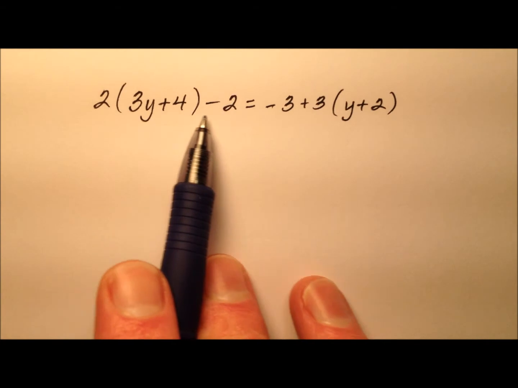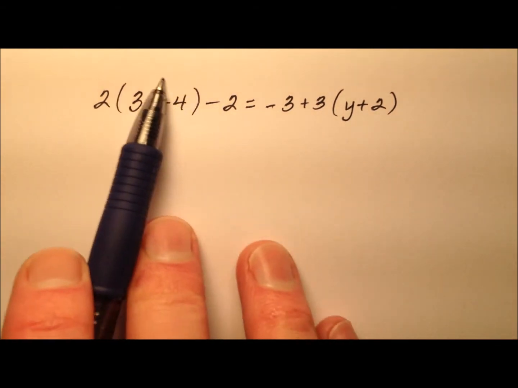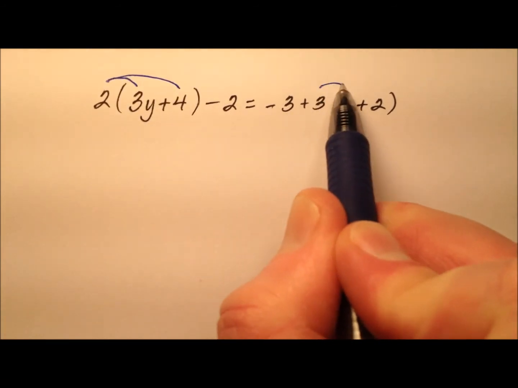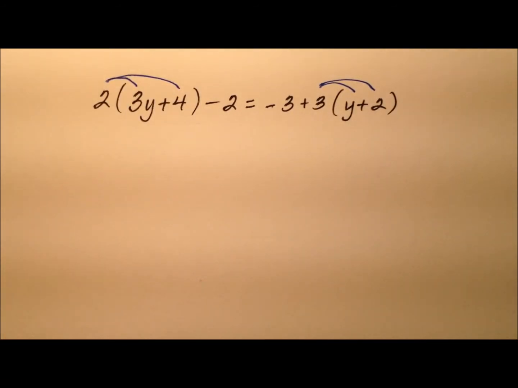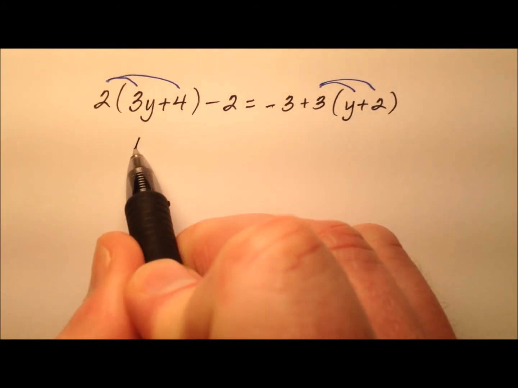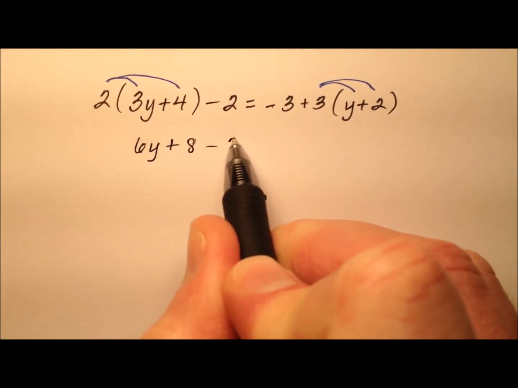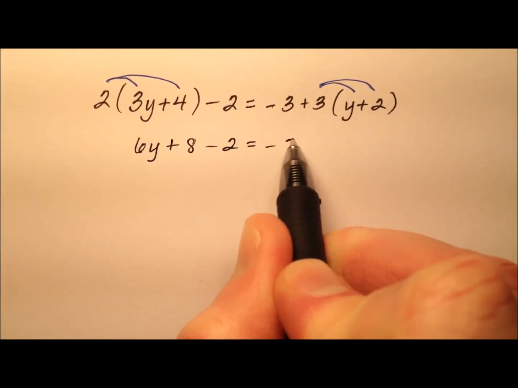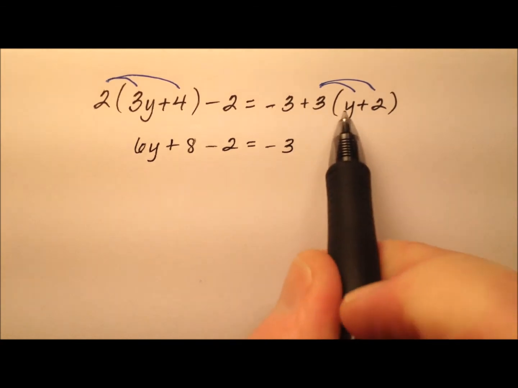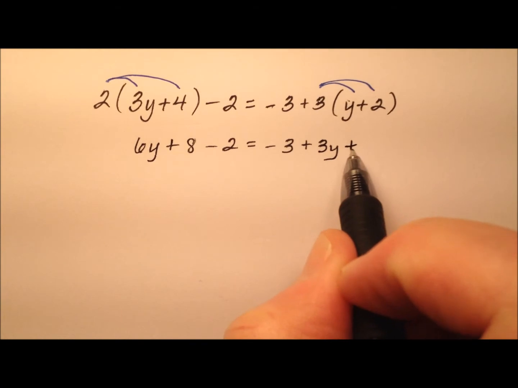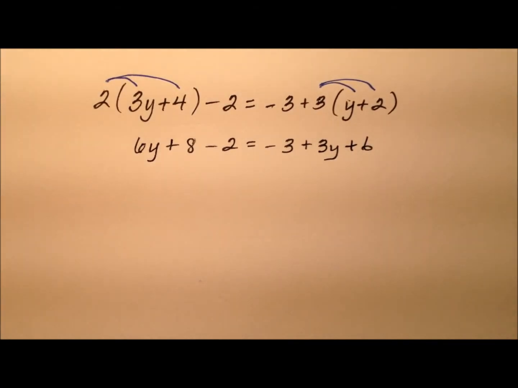Alright, so it looks like for this equation, the first thing I'd like to do is get rid of these parentheses, and I can do so by using the distributive property on both sides. So let's go ahead and do that. It looks like 2 times 3y will be 6y, and 2 times 4, of course, will be 8. This minus 2 comes along, equals, and then minus 3 comes along for the ride. So 3 times y is positive 3y, and 3 times 2 is positive 6. Okay, so that's what it looks like we have first of all.